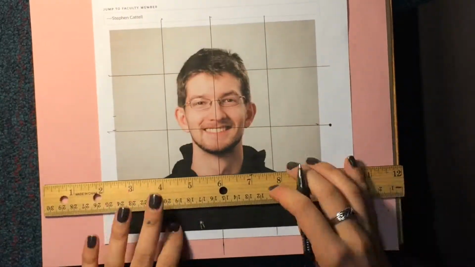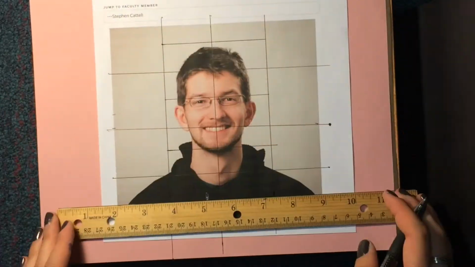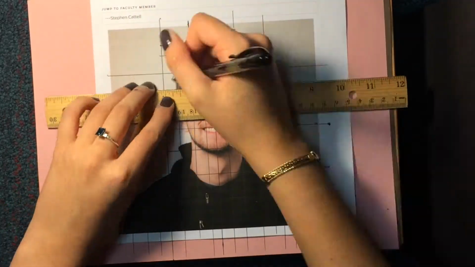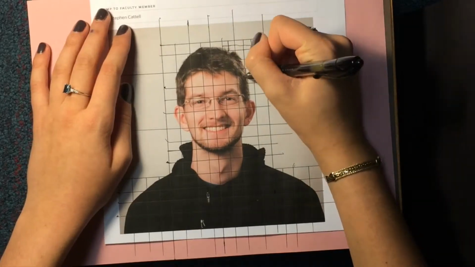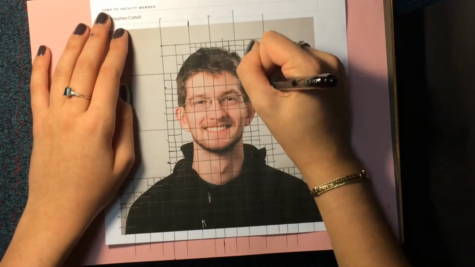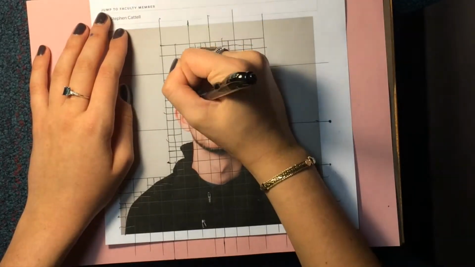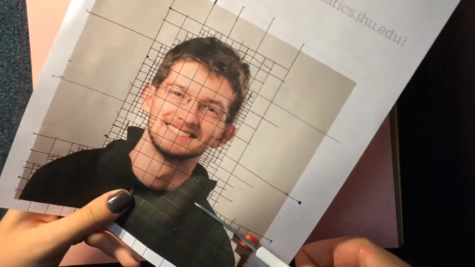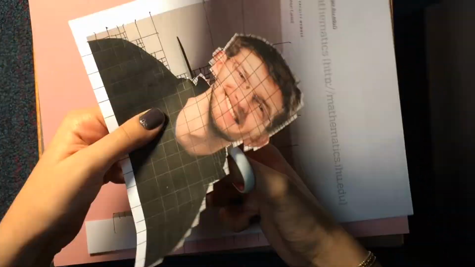There are 10 millimeters in a centimeter, 100 centimeters in a meter, 1,000 meters in a kilometer. There are 12 inches in a foot, 3 feet in a yard, 1,760 yards in a mile. There are 1,000 grams in a kilo, 16 ounces in a pound, 14 pounds in a stone.